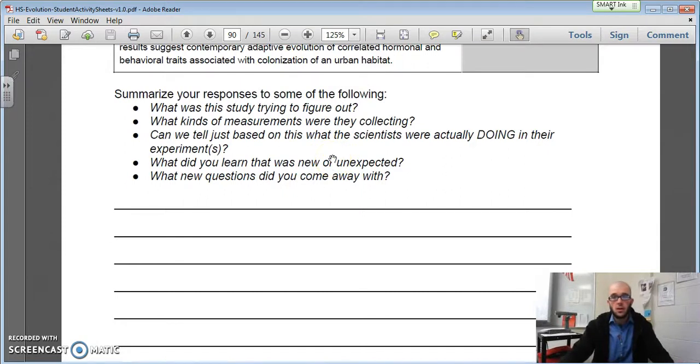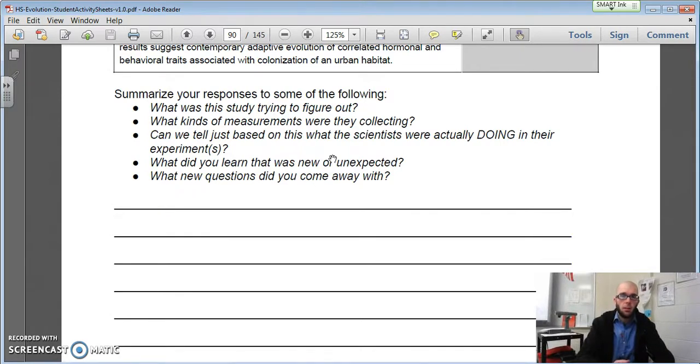What is the study trying to figure out? What kinds of measurements were they collecting? Can we tell, just based on this, what the scientists were actually doing? And then what did you learn that was new or unexpected? And then do you have any new questions that you walk away with? I'm sure you can come up with at least one. What's a question that you walk away with after reading this abstract?